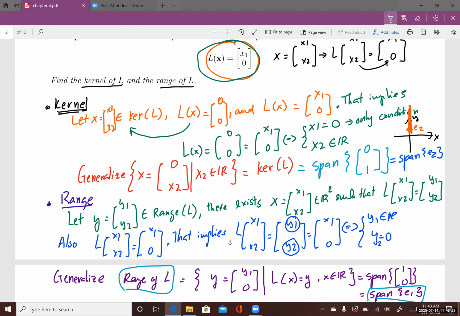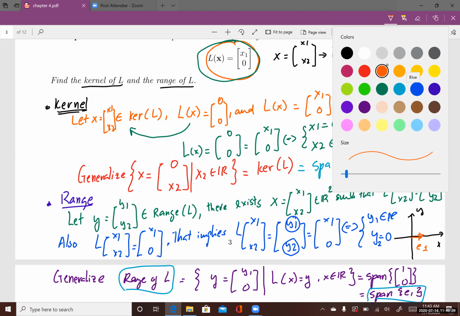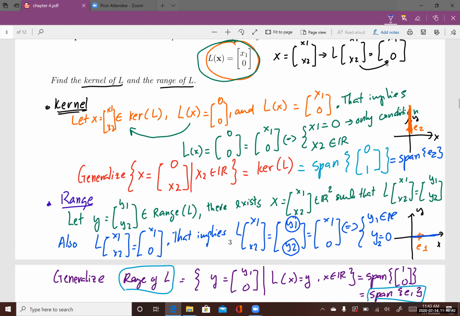And what is E1? E1 is a unit vector in R2. It's on the x-axis, and you can see that this is E1 right here. The span of E1 is just all the linear combinations of E1, so it's all the vectors on the x-axis. And remember the kernel that we found earlier is the span of E2, which is all the vectors on the y-axis.